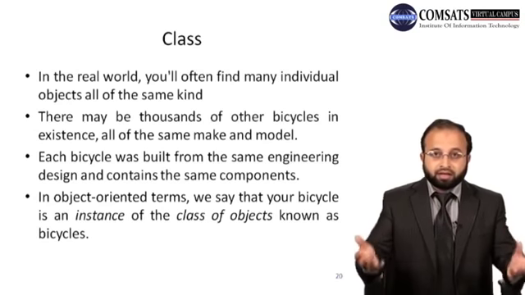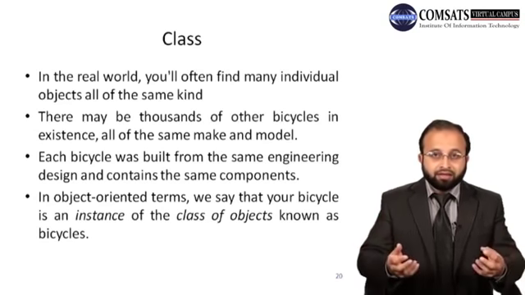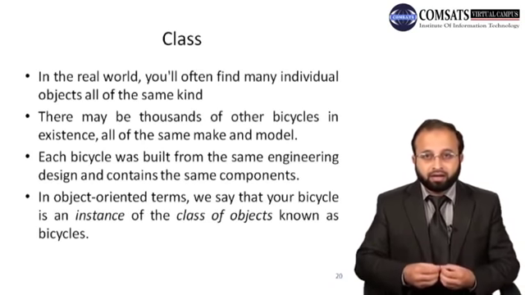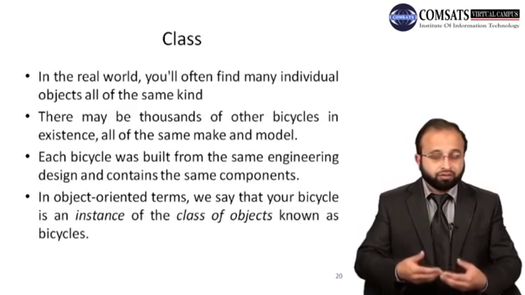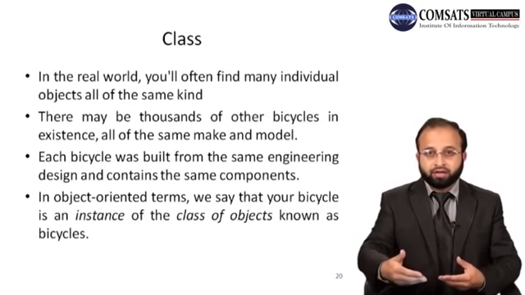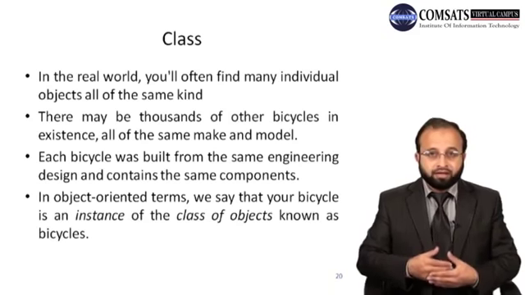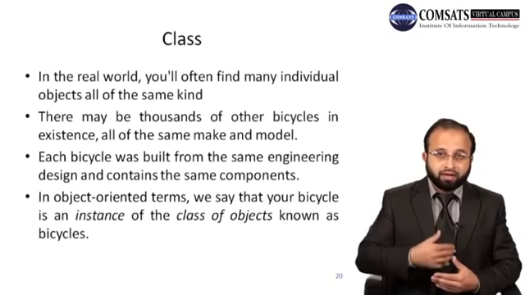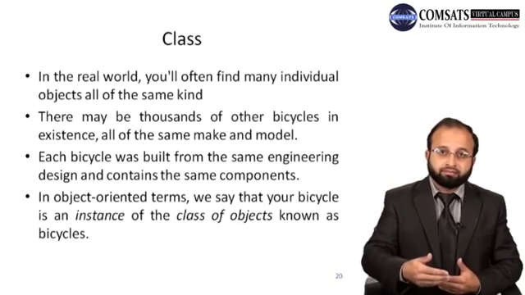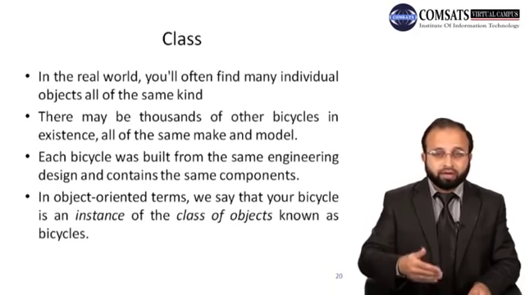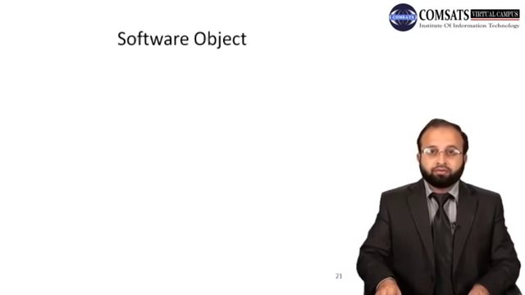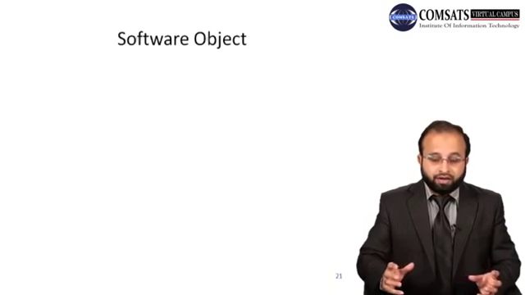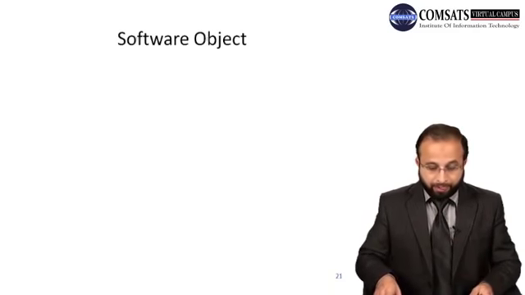So there is a class car that basically tells the engineering drawing of how to build a car, right? And that is on paper or on the computer. When you build a car, like my car is built using that engineering design, my car is an object of the car class. Your car is also an object of the car class. Now let's see what is a software object, and how we can formulate that real world object into a software object.